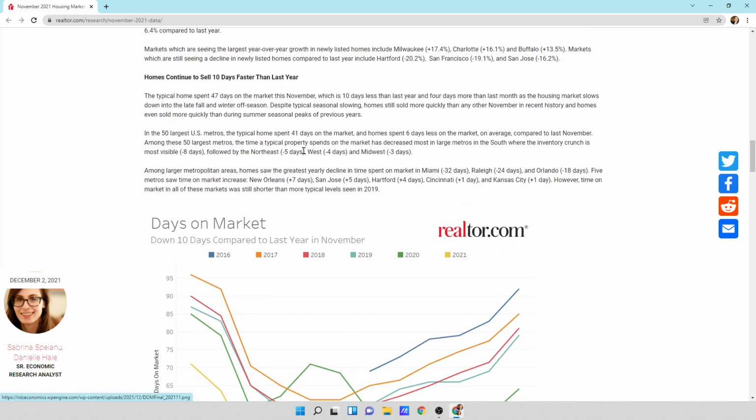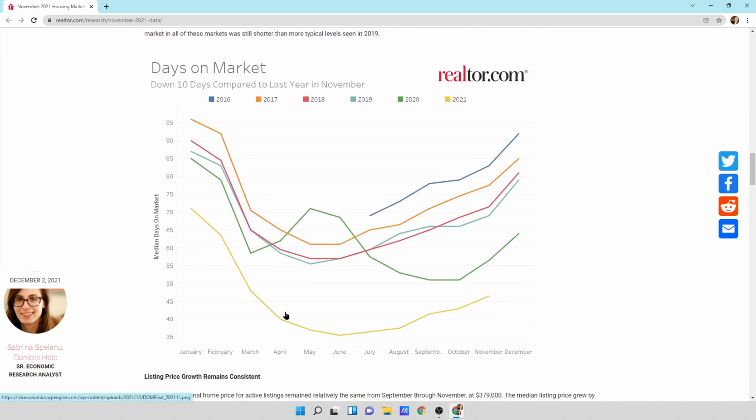Homes continue to sell 10 days faster than last year. We are way down here. We're selling homes faster than we ever have before. So not only do we have low inventories, the next thing that's paired with low inventories is that we're moving the inventory faster. That is the natural effect of inventories getting eaten up, that they move faster and that we have a supply to demand ratio. The ratio of buyers to sellers is far higher than what it's ever been in the past. So our days on the market is continuing to decline.